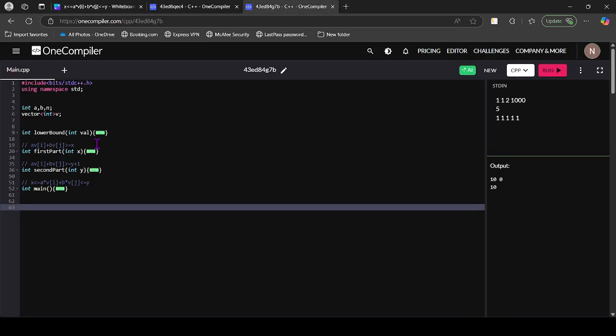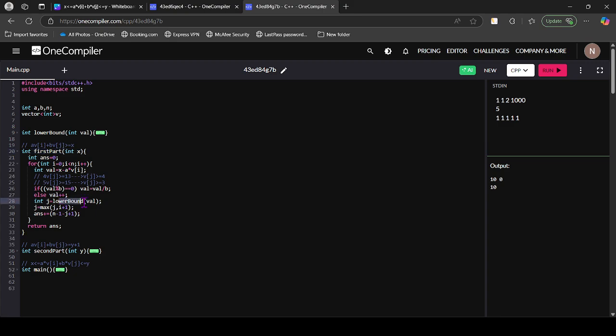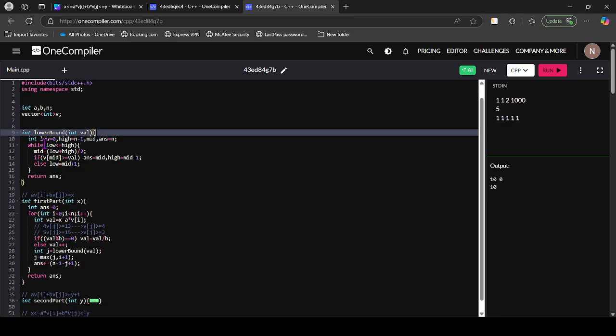So let's check the code. Here, instead of the direct lower bound function, I have just taken another function and written its logic. Now low is equal to 0, high is equal to n minus 1, and mid and answer. Initially, let's assume that answer is equal to n, because there may be a case where there is no answer. For example, the highest value in the array is 10, and lower bound is asked to return for 100. So there is no such value.